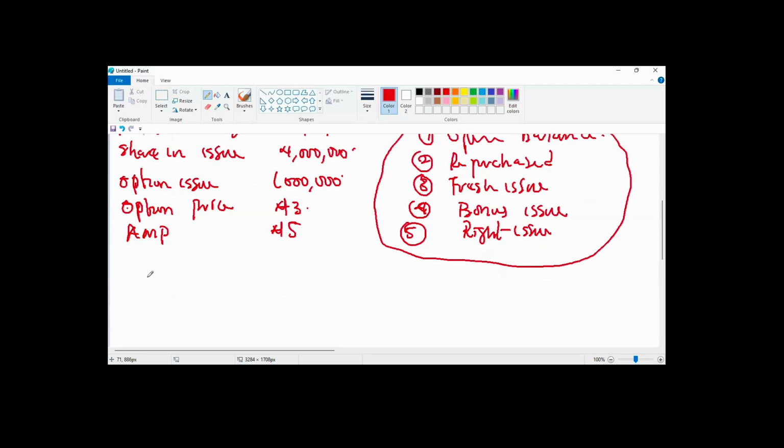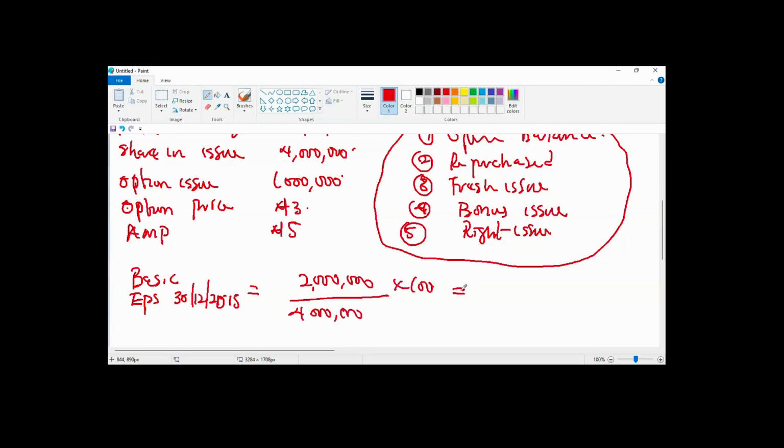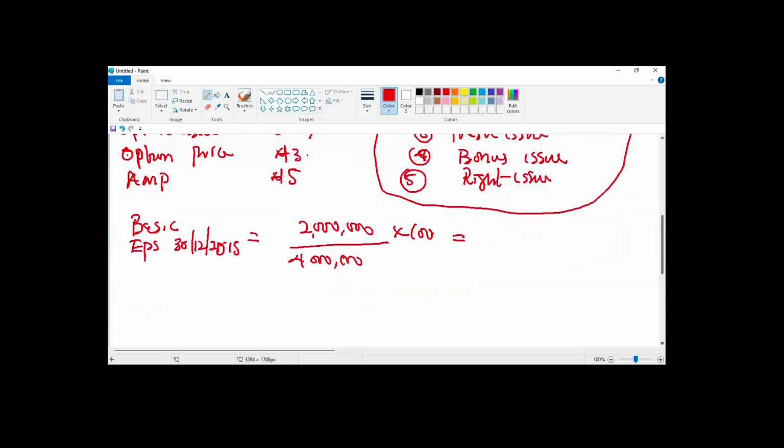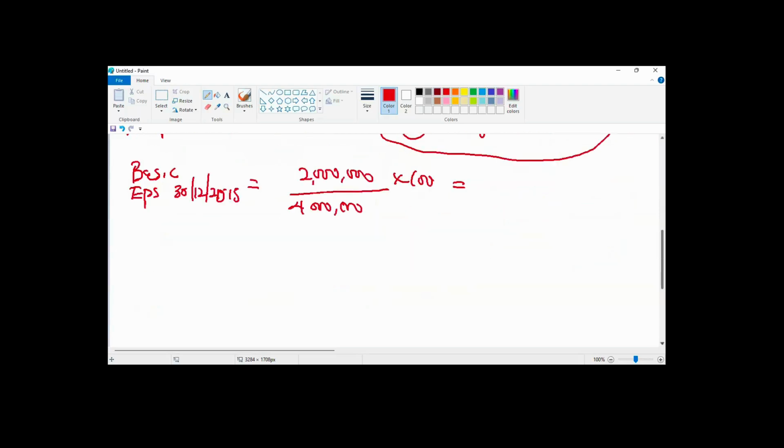So basic EPS for the year ended 31st December 2015. What is the profit? 2 million, divided by, out of those things, the one they give us, shares in issue, opening balance, 4 million, times 100. This is the basic. Please, what is the basic?